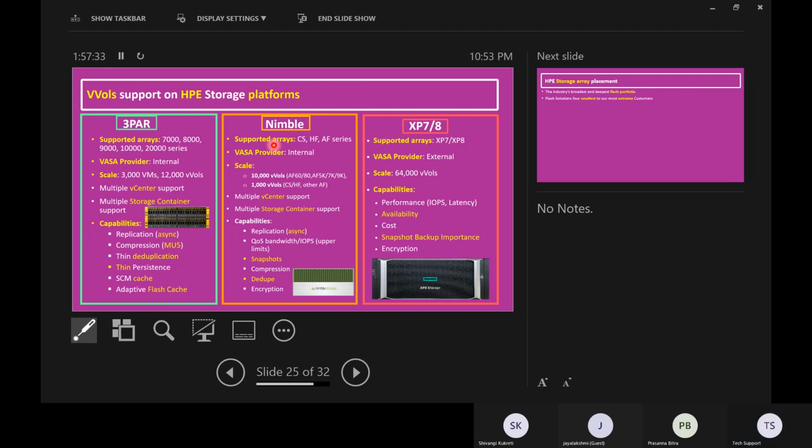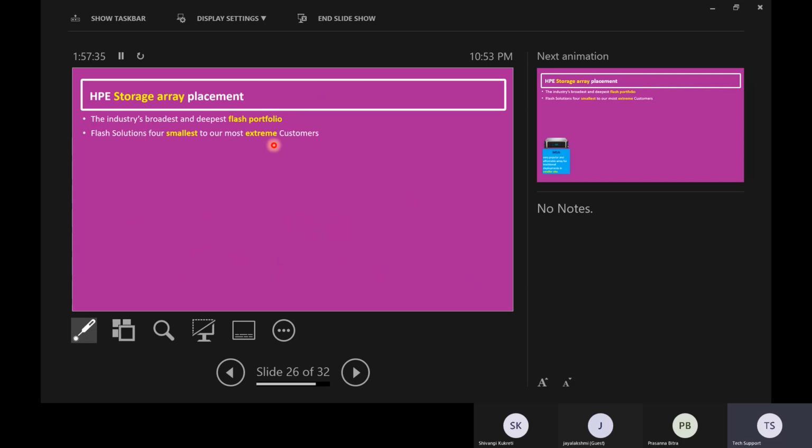Now, HPE storage placement: how we can choose the models, we just discussed, right? I'm giving you some more elaboration. See, this is one of the storage models. The industry's broadest and deepest flash portfolio, flash solutions for our smallest to our most extreme customers. So I'm just giving you from smallest to large. MSA is the storage model name.